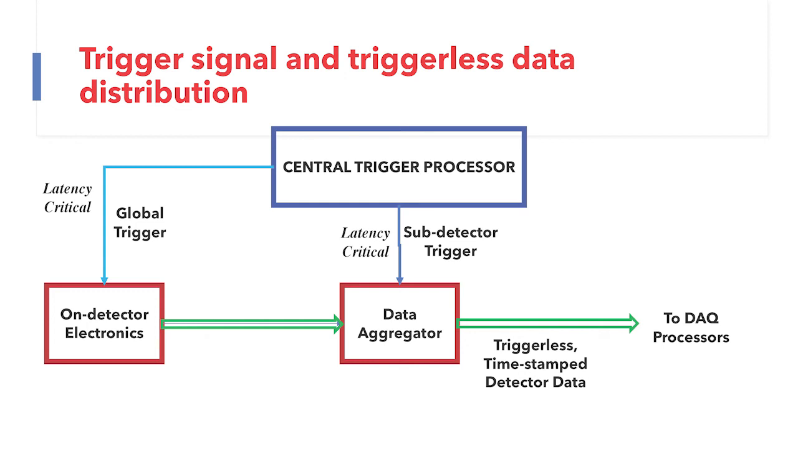So this is a very simplistic view of the trigger signal and triggerless data distribution. We got a central trigger processor, which gets the information from front-end detectors, like whether a particle collision has started or not, and also a signal from the Large Hadron Collider, the main clock distribution chain, on whether the collision has initiated and can proceed for the capturing of data. That part is determined by the central trigger processor. Then the central trigger processor sends a global trigger to the on-detector electronics.